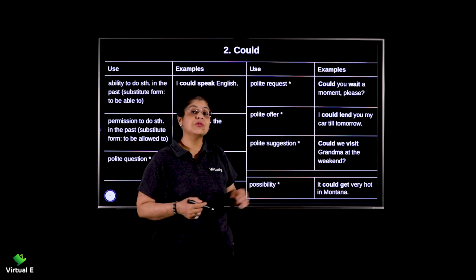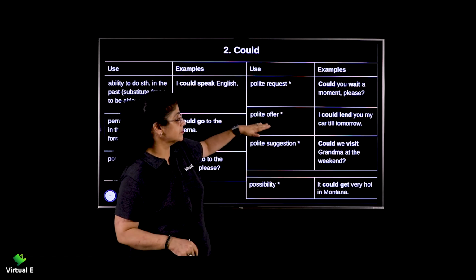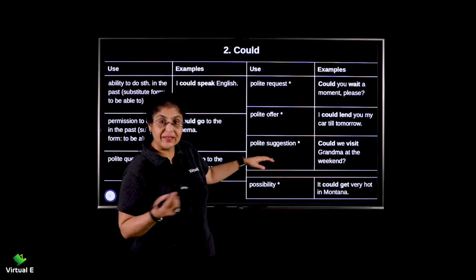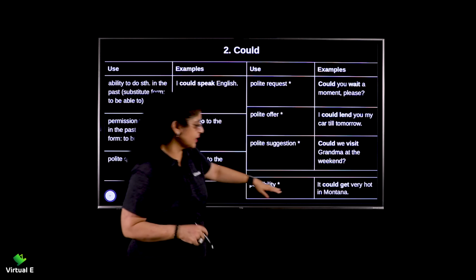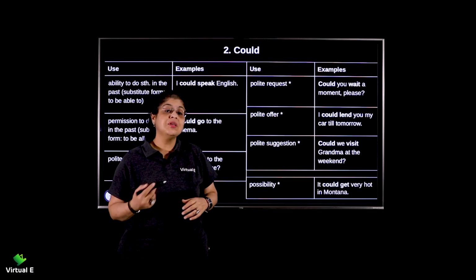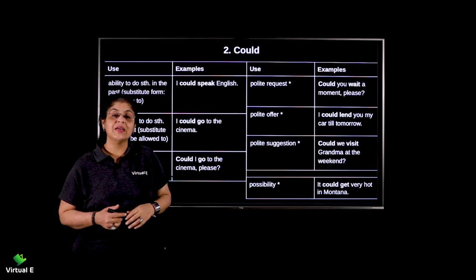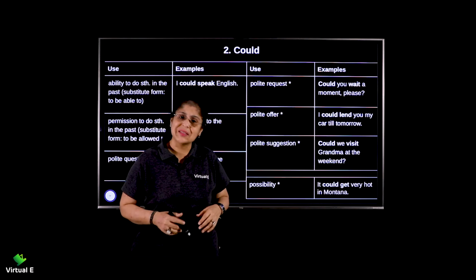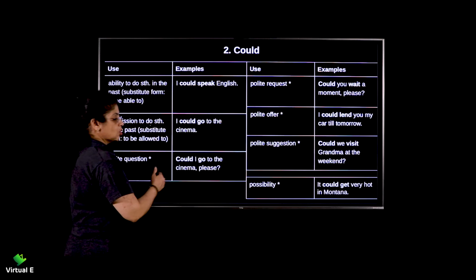Now here, this is out of respect. You have to make sure that it is used as could. Polite offer, I could lend you my car till tomorrow. Polite suggestion, could we visit grandma at the weekend? Possibility, it could get very hot in Montana. Now do you see how differently it is used? It's not necessary, when we will be solving fill in the blanks ahead, quite a few times that one blank can take different modal verbs. I mean 2-3 options are applicable, it all depends. We will see as we solve it.